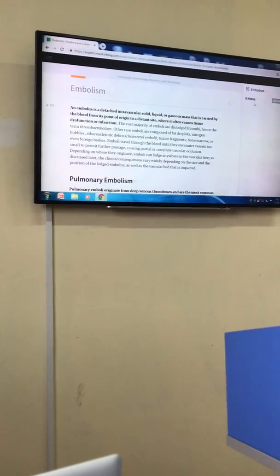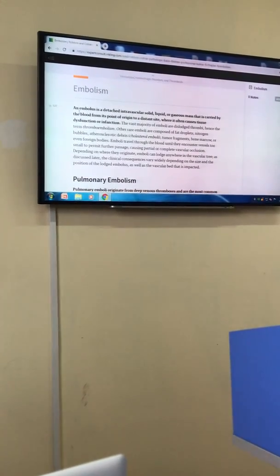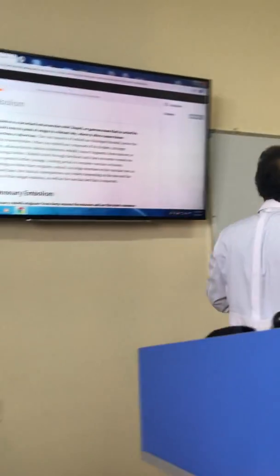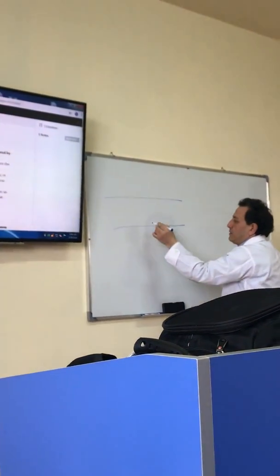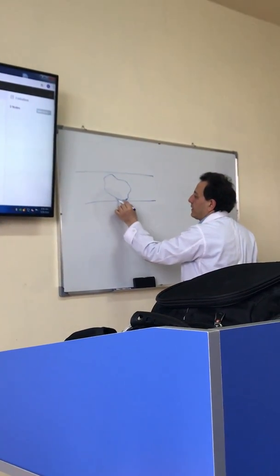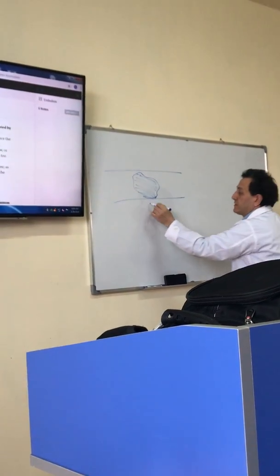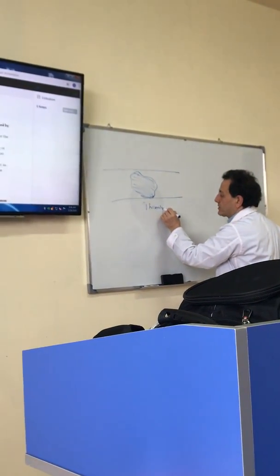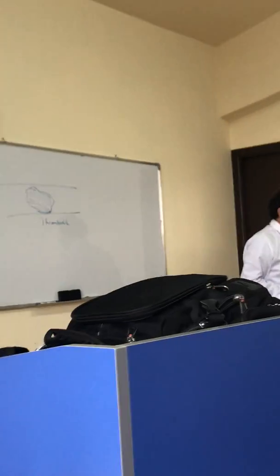What is embolism? So, in thrombosis, a vessel is narrowed or obstructed. This is a vessel, and in thrombosis, this is thrombosis, which is composed of red blood cells, platelets, and fibrin.